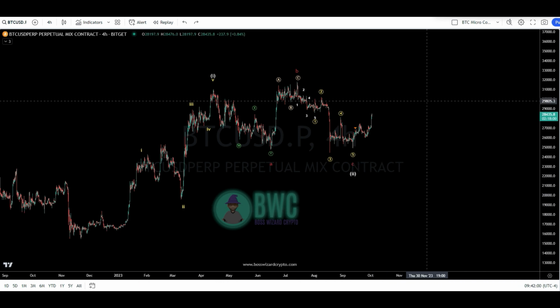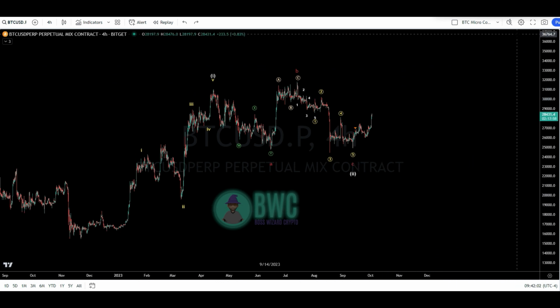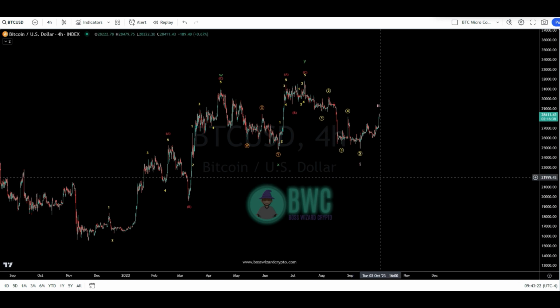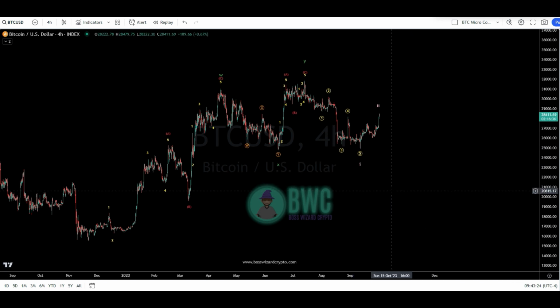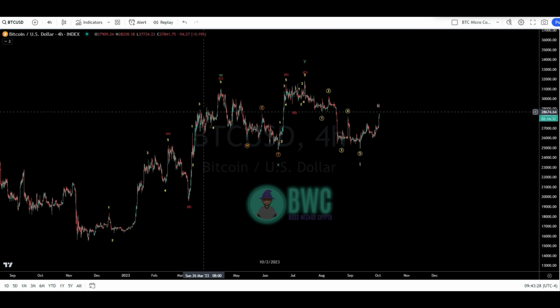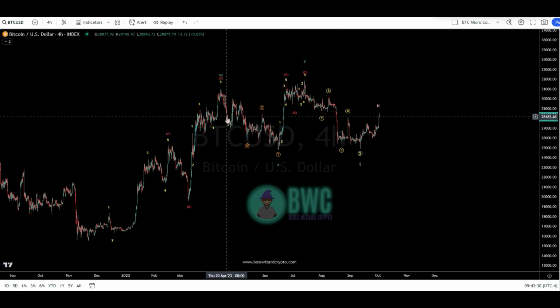Okay. Now let me show you the last one, the bear. All right. Now here's your bear count. All of this was a double zigzag. Now I have it counted this way. There's a reason I have it counted this way. You could also count it another way, but one of the ways is this.